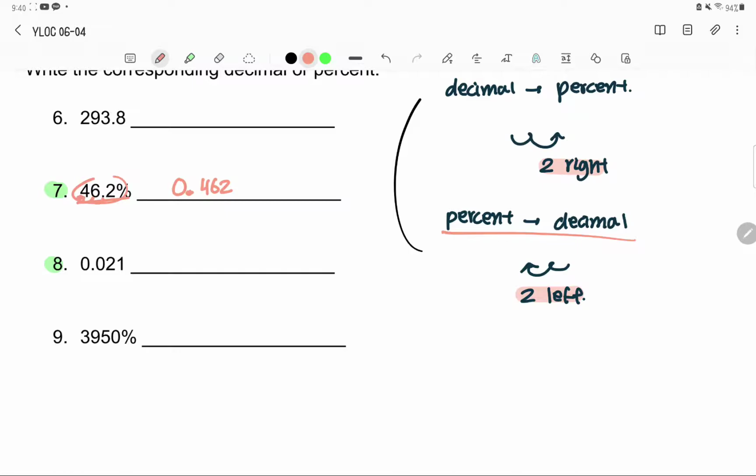This one, decimal to percent. 1, 2. The decimal point is over here. So 2.1%.